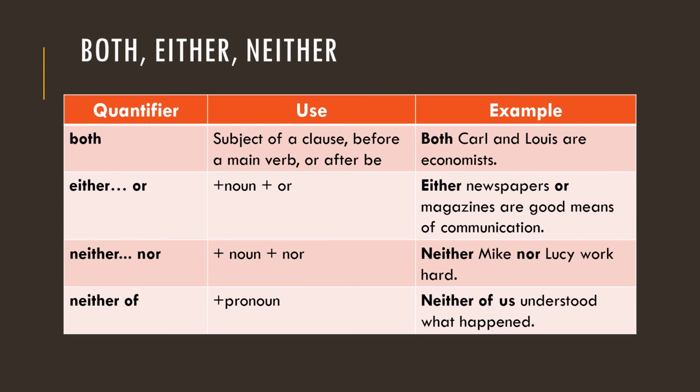Neither and nor. Neither plus noun plus nor. Neither Mike nor Lucy works hard in this case. So it is kind of negative as well, right? Neither of plus a pronoun. Neither of us understood what happened, so no one understood. This is what it says, right? So this is the way in which we can use both, either, and neither.